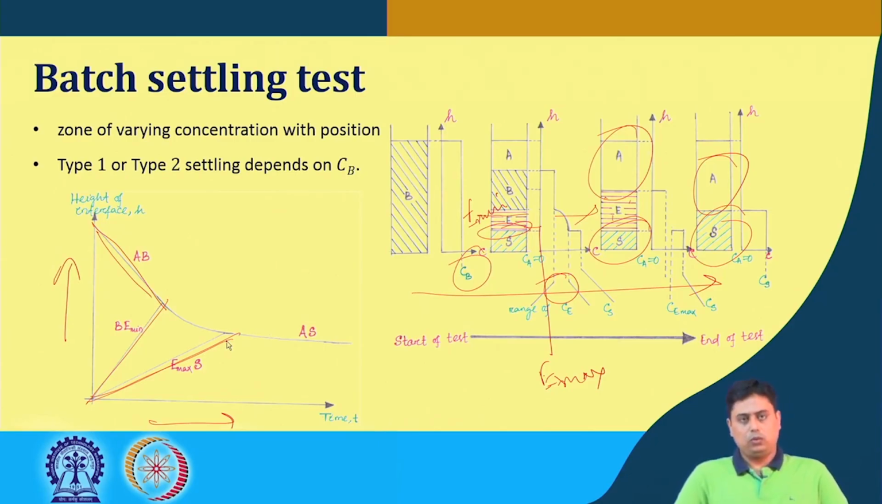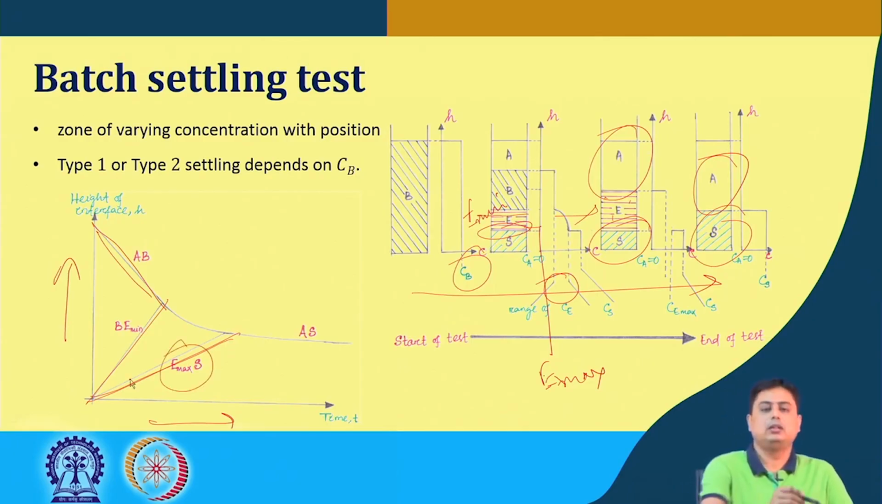So, type 2 in a broader sense occurs when the interface between this zone B and the suspension of concentration higher than B but lesser than S, these two zones rise steadily or more rapidly than the interface concentration between zone B and zone S. If that happens, then we land up with type 2 of settling phenomena. So, this is what we discussed in the last class.